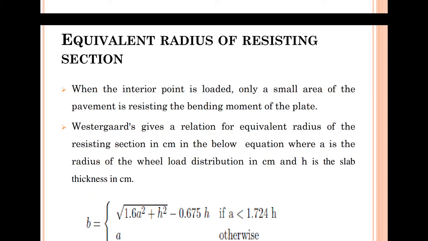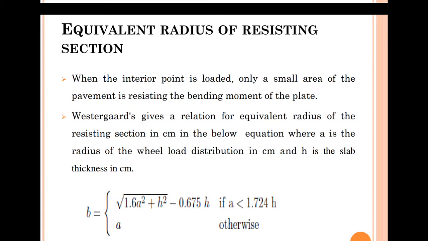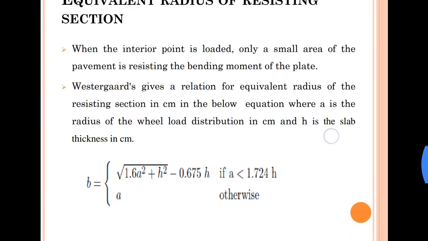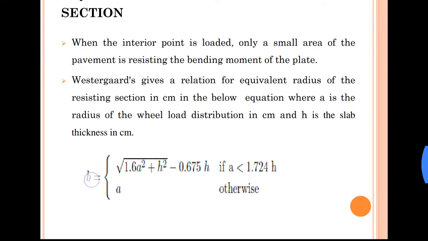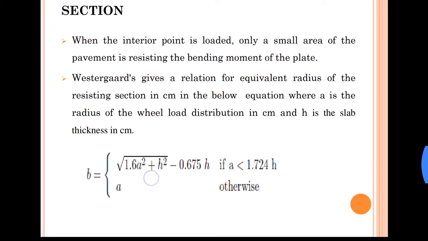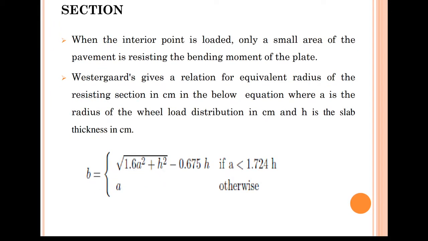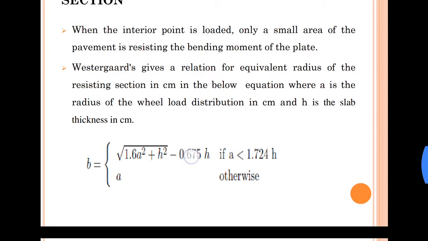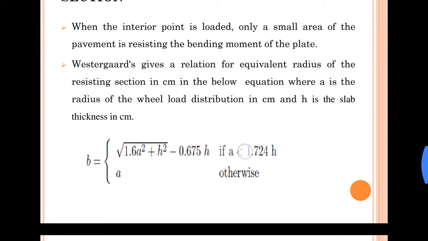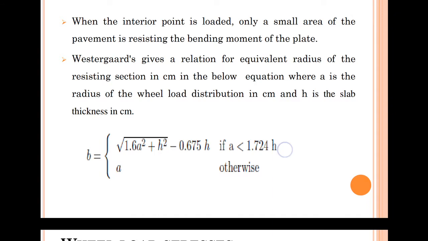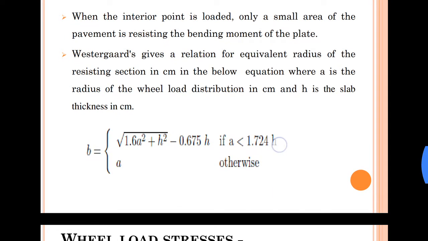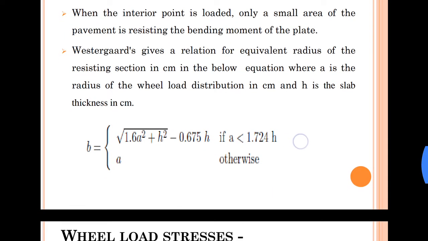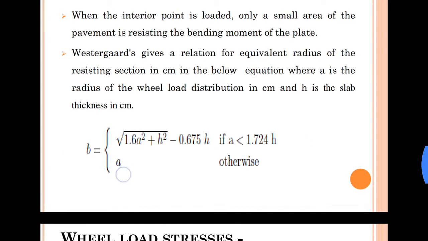Westergaard gives a relation for equivalent radius of resisting section in centimeters in the below equation. So this is the equation. b is the radius of resisting section. It is given as root of 1.6 a square plus h square minus 0.675 h when a is less than 1.724 h, and if a is equal to or greater than 1.724 h, then b is directly equal to a.